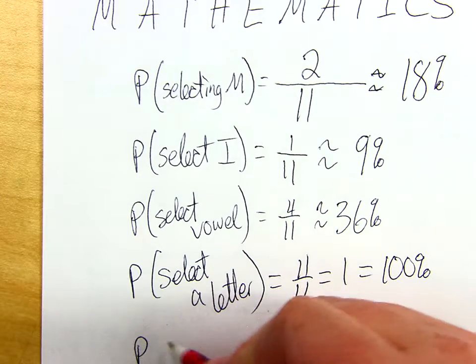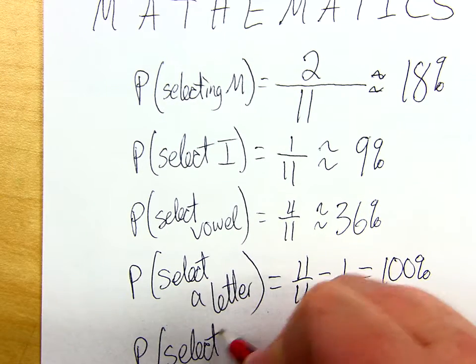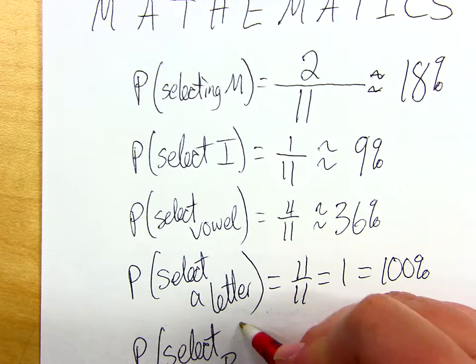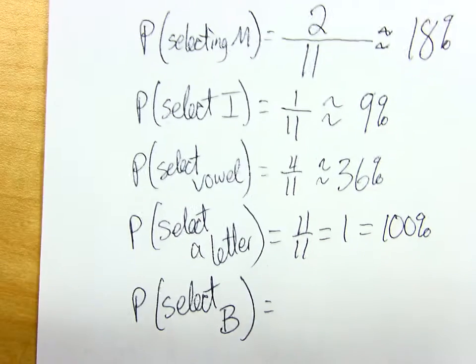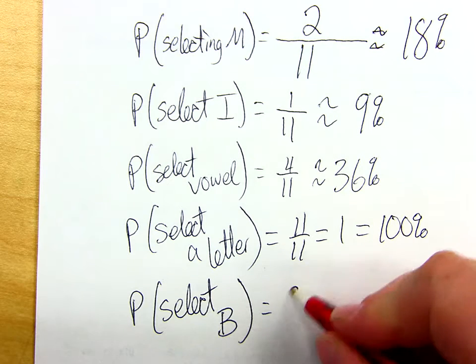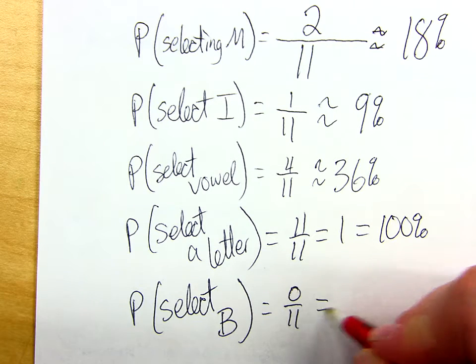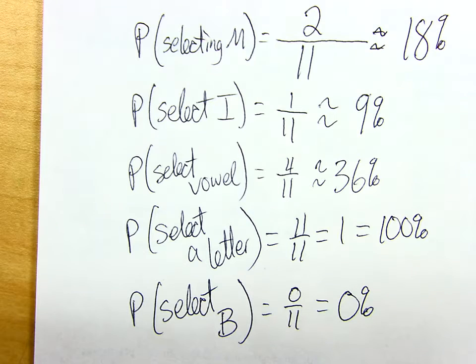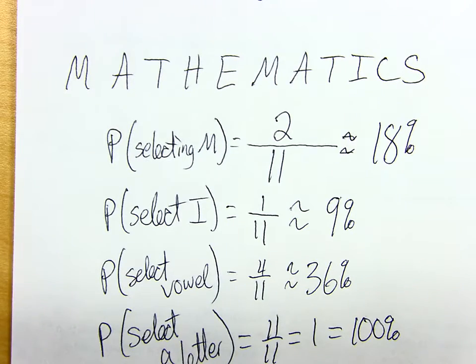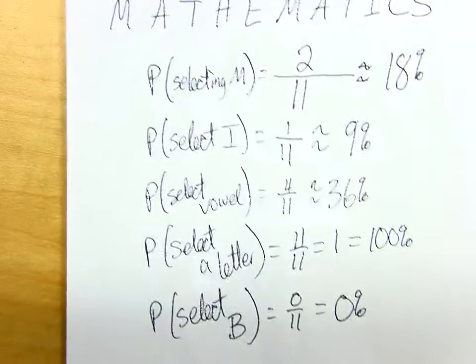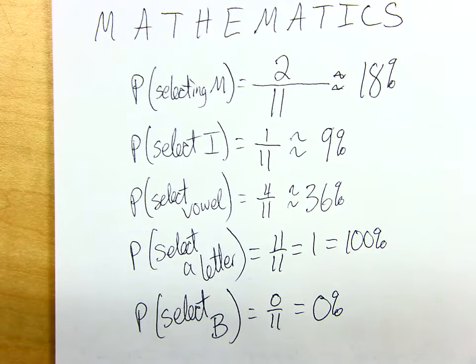What is the probability of me selecting, I don't know, a B? 0 out of 11, which would be what percent? 0%. So the highest a probability could be is 1, 100%. The lowest it could be is 0, meaning it's never going to happen. If I really take the letters of the words of mathematics and I pick one of them, there is no B, so it would never happen.